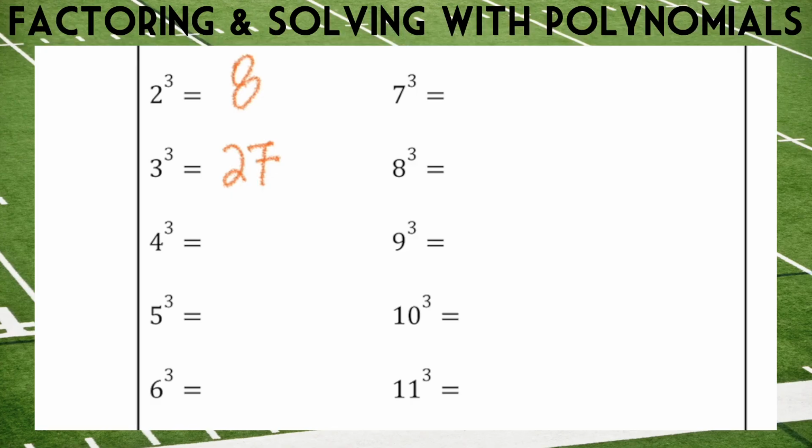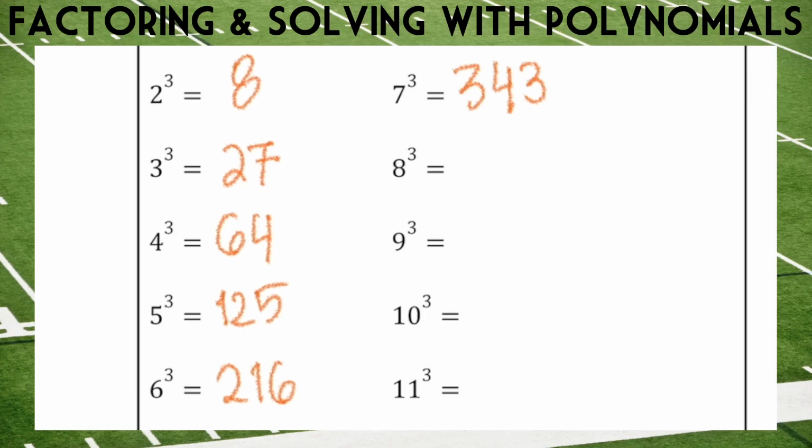4 cubed is 64. 5 cubed ends in a 5. 5 to a power always ends in a 5. It's 125. 6 cubed, 6 to a power will always end in a 6. That is 216. 7 cubed is 343. I would always remember 3 plus 4 is 7 cubed. I don't know if that's helpful to you. 8 cubed is 512. 9 cubed is 729.